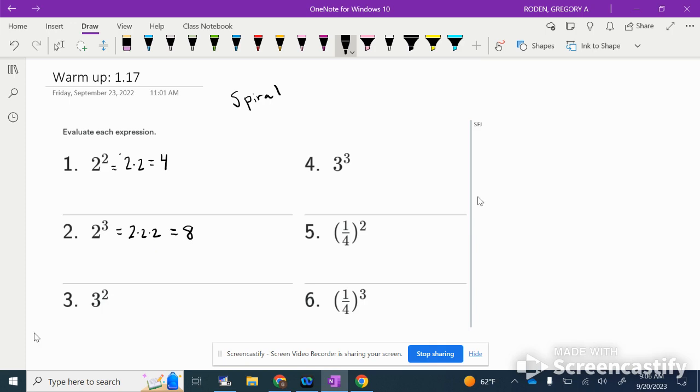So here's the warm-up. If you have your chart, you can just flip back and forth because it's easy. You probably know this in your head. 3 squared is just 3 times 3, and 3 times 3 is simply 9. 3 to the third power is 3 times 3 times 3, and we know in our chart that is 27. Okay? Next one. 1/4 squared is 1/4 times 1/4.